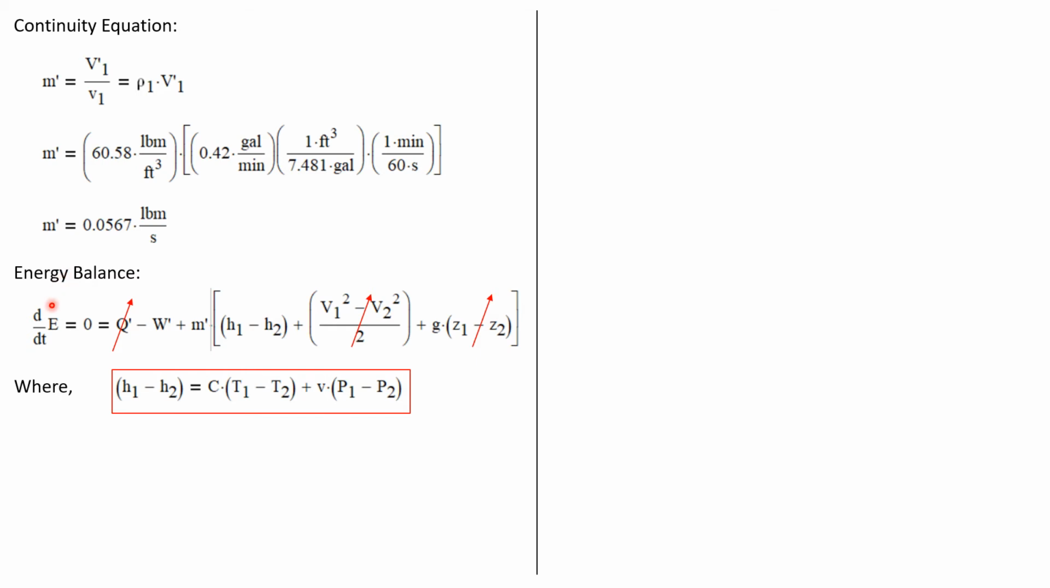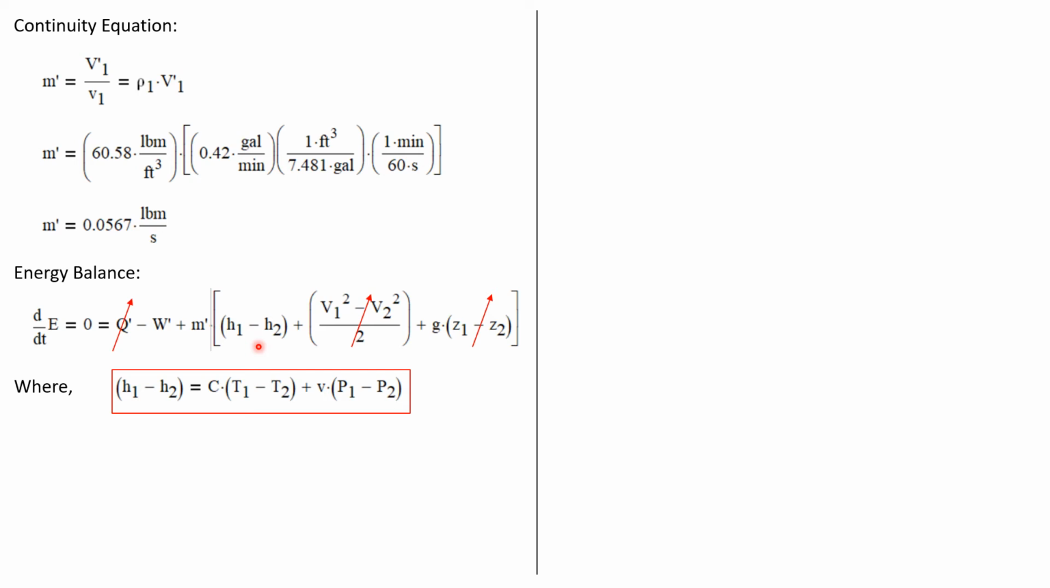Now let's write an energy balance. We have a process operating at steady state, so dE/dt is 0, and that's equal to Q dot minus W dot plus m dot times these quantities: delta H plus delta KE plus delta PE. Now, in our model, we assumed that we were going to ignore delta KE and delta PE terms, and that Q dot was also 0. So all that is left is that 0 is equal to minus W dot plus m dot delta H.